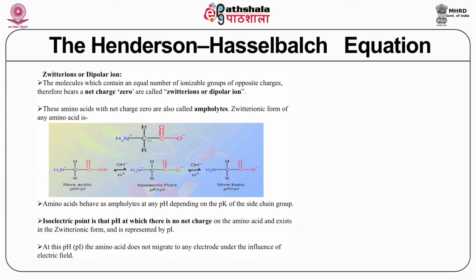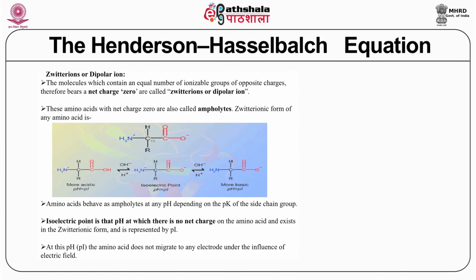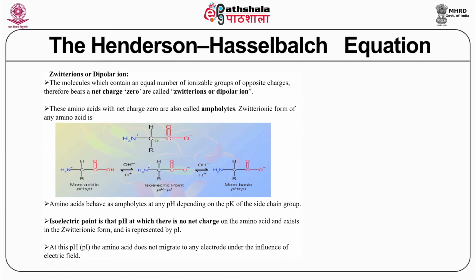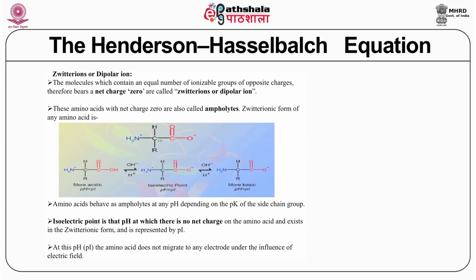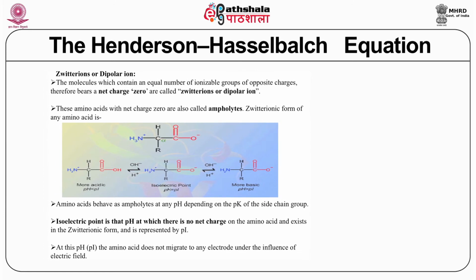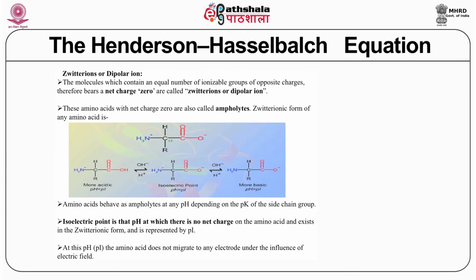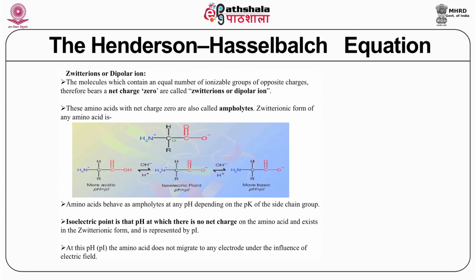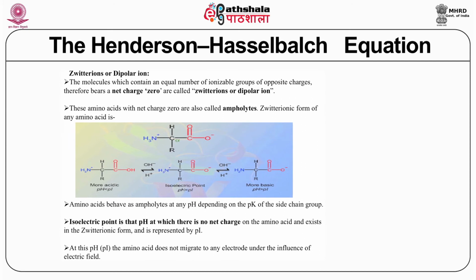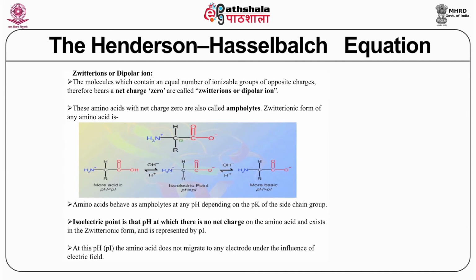So, what I have shown you here is the ionization of glycine, an amino acid with a net charge, which we call an ampholyte, because two charges are there. Glycine has an NH3 plus and a carboxyl group, so it can ionize into three forms.